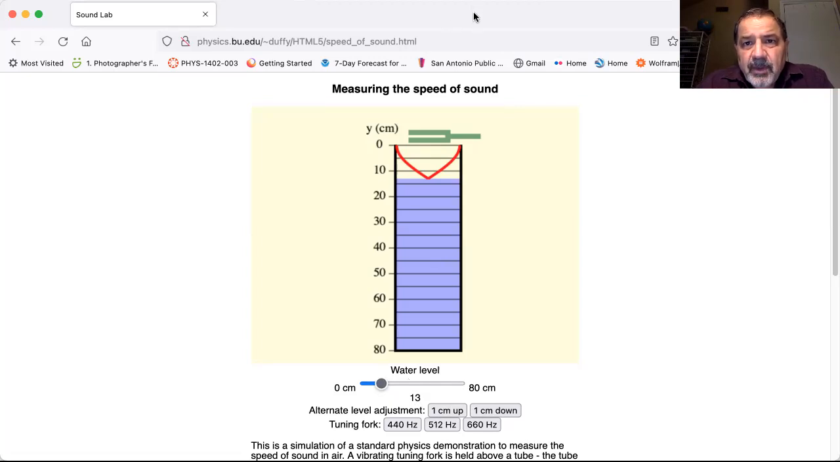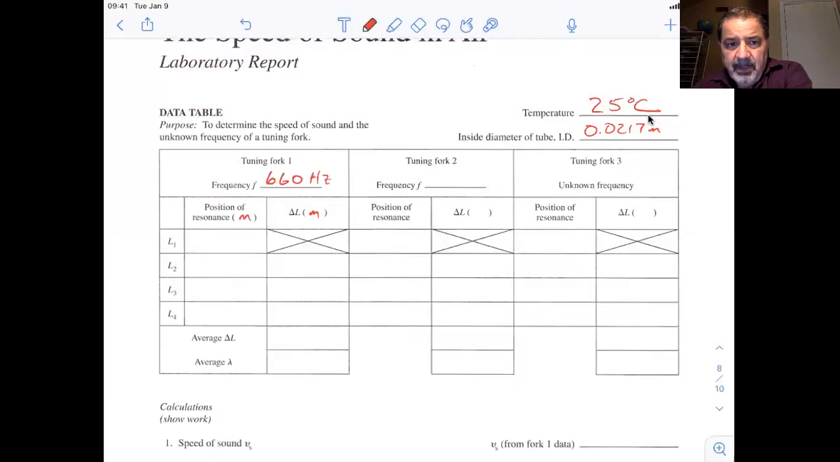So let's write that in, 13 centimeters. As soon as I know you can see it, I'm going to write down 13 centimeters is 0.13 meters. Okay, so that's the first, that's L1. No delta L data is associated with it. You can see how it's X'd out there. So we have the 0.13. Let's go back to the simulation.